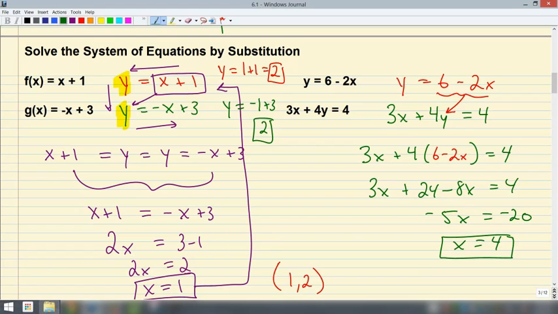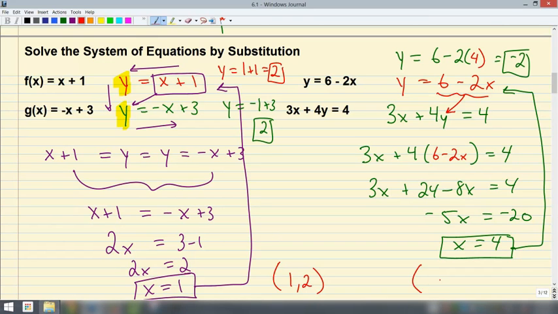Once you have x equals 4, you're still not done. You have to back substitute this into the original equation to solve for y. So y equals 6 minus 2 times x, which we determined to be 4. Put them together and you get (4, negative 2). That's your ordered pair. That's the intersection point. That is the solution to the system.